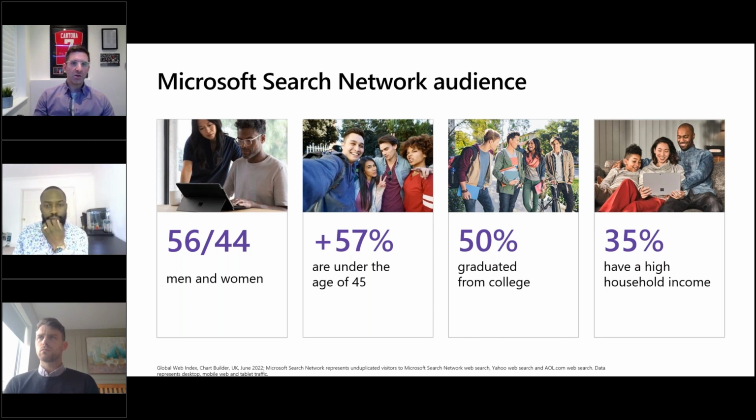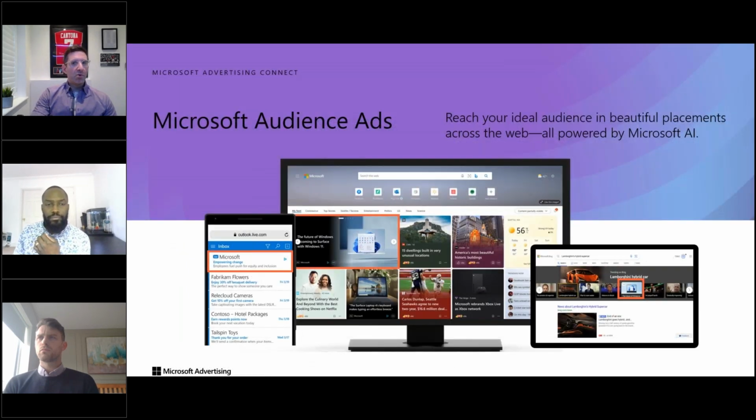We have a high household income, which means that if you have high-value items, we see advertisers in the retail sector and the travel sector, and wherever you might play, a higher propensity to purchase in like-for-like tests against other publishers as well. So I'm going to move on to a bit more of the offering.